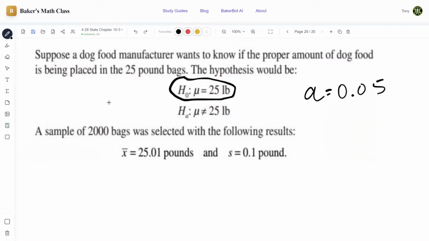And again, look at the sample size. 2,000 bags. They basically did a whole pallet of the food at once. So not a thing that I would be worried about.